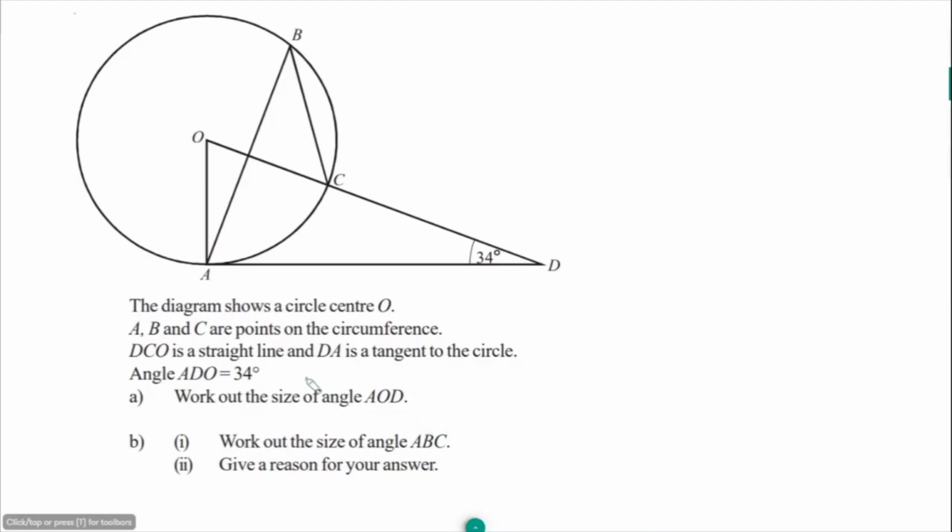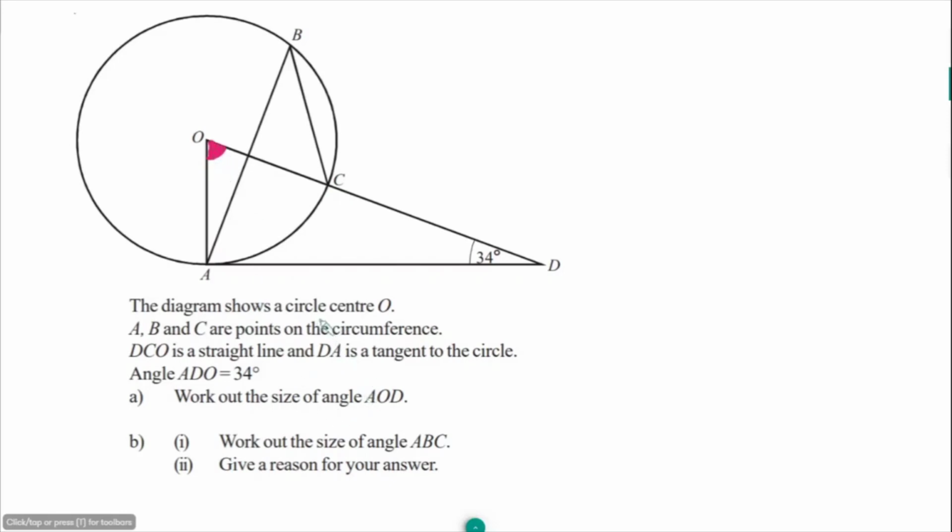Here we've got a diagram that shows the center O, and A, B, C are points on the circumference. Now DCO is a straight line, and DA is a tangent to the circle, and angle ADO is 34 degrees. Now we need to work out the angle AOD. So this is AOD, the angle we're really looking out for. I'm going to shade it to make you see it very clearly.